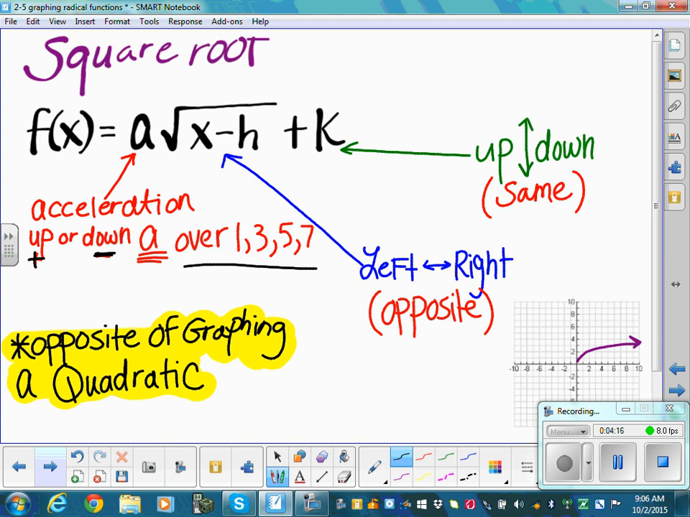Now, with quadratics, we had to take the 1, 3, 5 and multiply by a, right? Now, with square roots, it's the opposite. You're always going to go up or down a. You'll go up if it's positive or down if it's negative. And no matter what, you go over 1, 3, 5, 7. So your 1, 3, 5, 7 will never change.